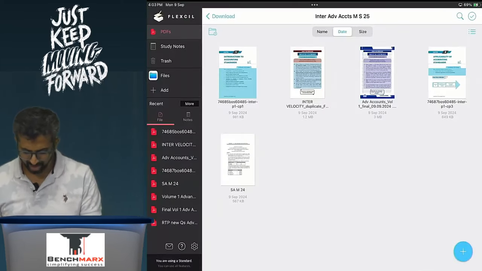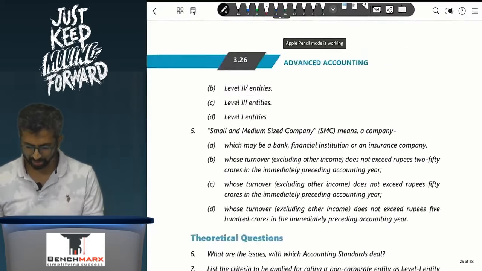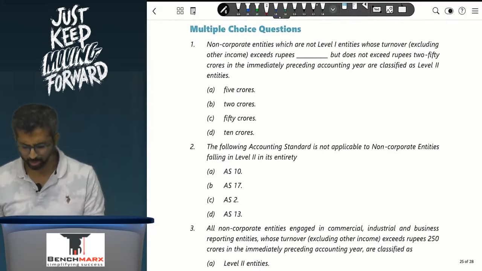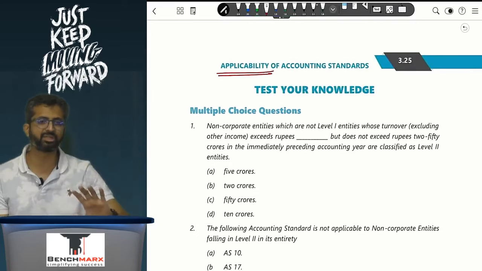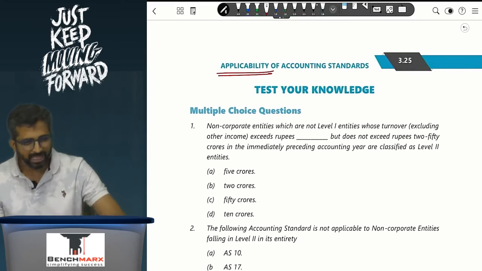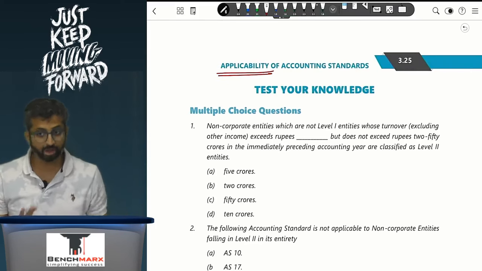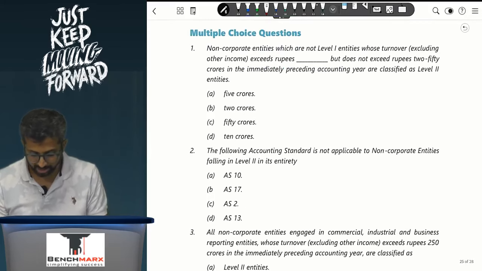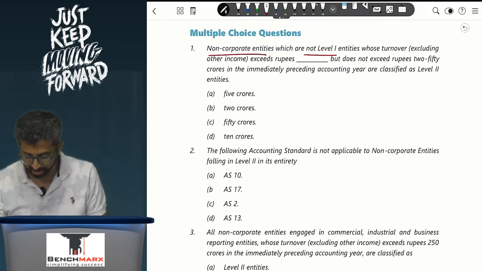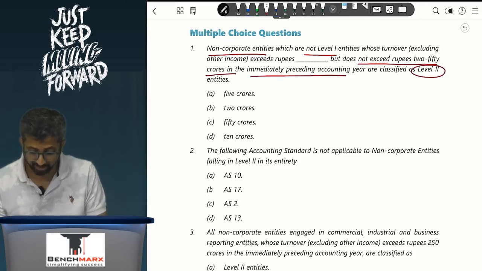Okay, that is regarding introduction to accounting standards. When it comes to MCQs, again let us review this once. MCQs for applicability of accounting standards. Both of these topics are basic introductory topics, not really important from an exam perspective. Point one, non-corporate entities which are not level one entities whose turnover excluding other income exceeds a certain amount but does not exceed 250 crores in the immediately preceding accounting year are classified as level 2 entities.